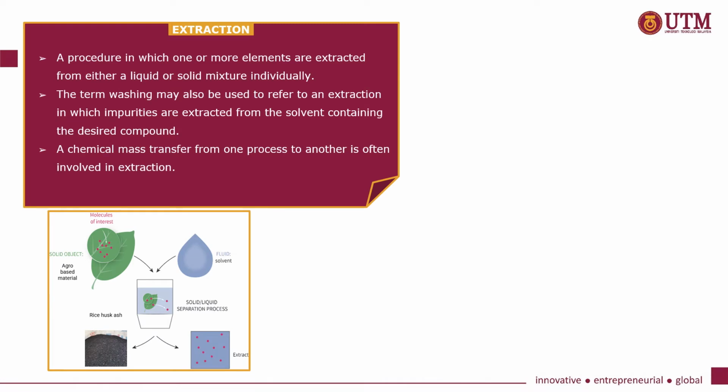Extraction is the first step to separate the desired natural products from the raw materials. It is a process in which one or more components are separated selectively from a liquid or solid mixture. The term washing may also be used to refer to an extraction in which impurities are extracted from the solvent containing the desired compound. In the extraction process, a chemical mass transfer from one phase to another is often involved. The figure below shows the solid-liquid separation process.